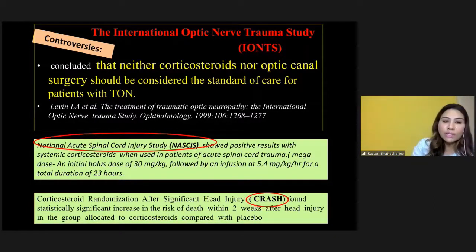Then a few years later came the NASCIS study. They said that in such patients, instead of doing a surgery, if you give a very high bolus dose of steroid, then the chances of visual recovery are high. But again, the CRASH study comes in, and they say that if you give a very high dose of steroid, there is a high risk of death. So again, the controversy. Till today, we don't know what we are supposed to do with such patients.